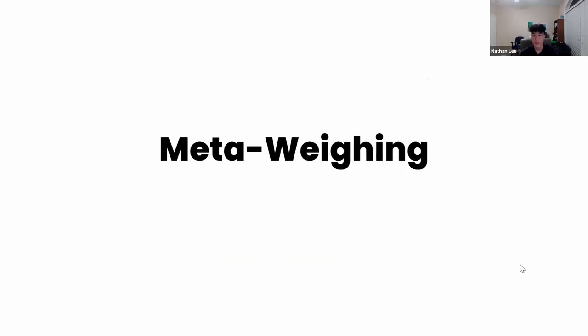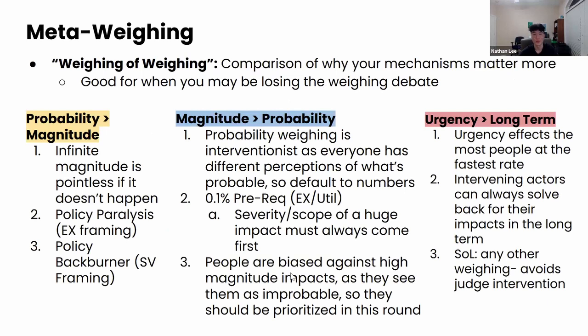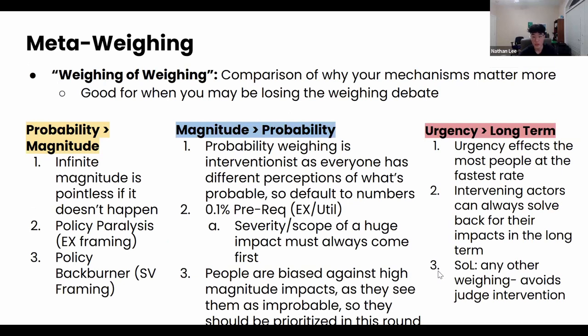All right, then is meta weighing. Meta weighing is weighing, or a comparison of why your mechanisms matter more than your opponent's. And it's good for when you may be losing the weighing debate, kind of like the prereq or the link-in arguments from before. And it's probably one of the most important aspects of debate you can learn, especially as you go to higher levels of debate, especially on the national circuit. When teams get better, both teams start weighing. And at that point, you want to be able to compare which mechanism matters more.